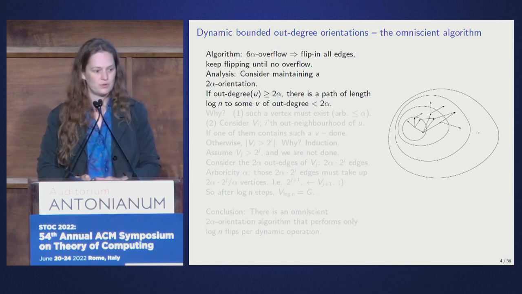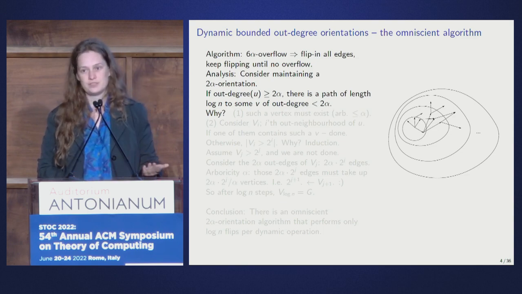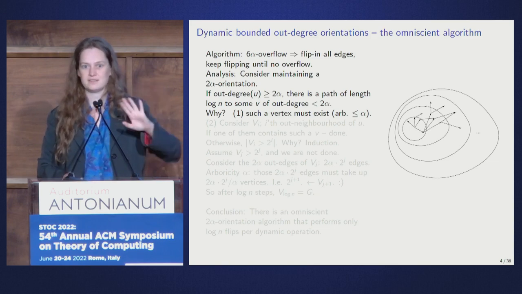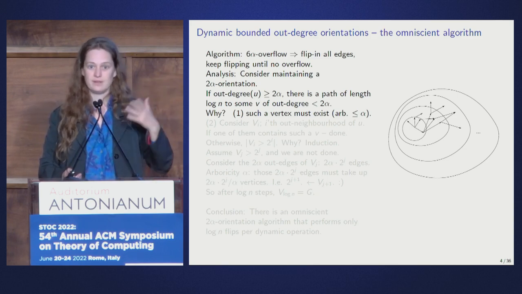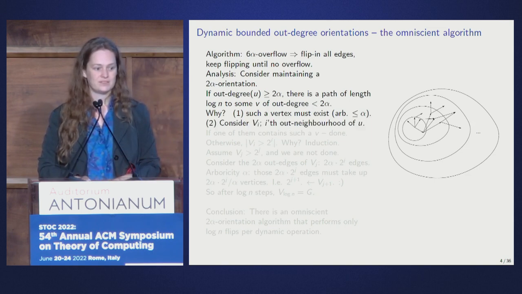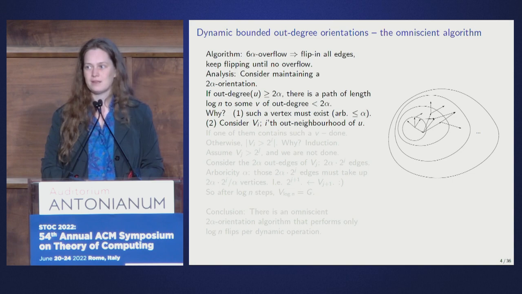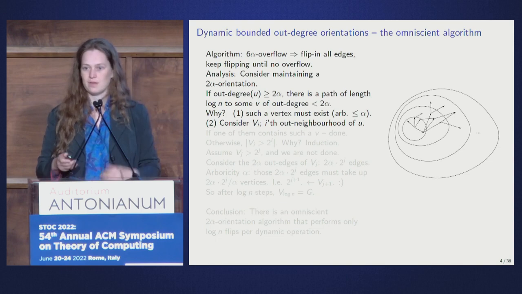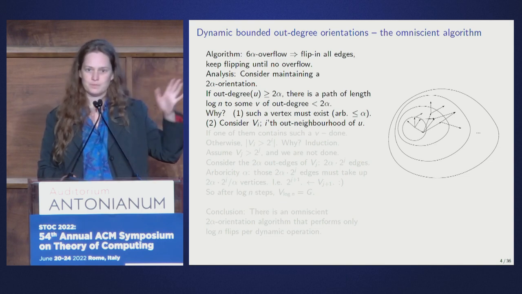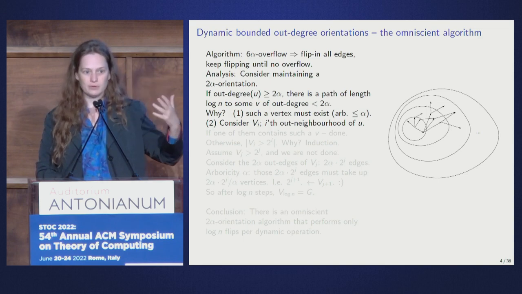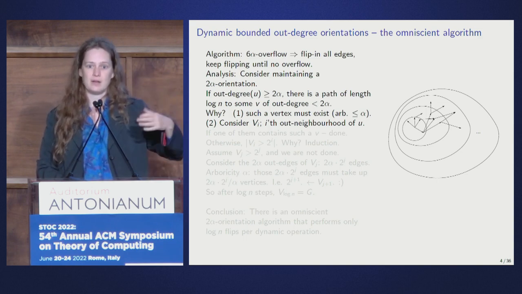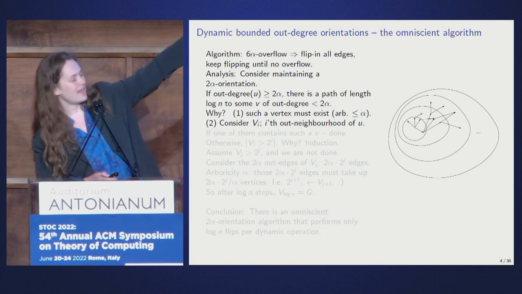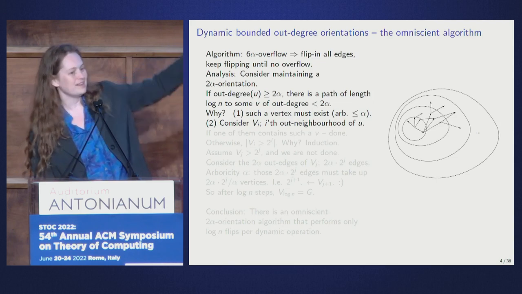Okay, so why is this the case? Well, first of all, such a vertex with less than 2 alpha out edges does indeed exist. It's a counting argument on the edges. We have arboricity alpha, so there can't be too many edges in total. And secondly, it must exist close by. So consider now you have this vertex U who is overflowing, right? And then you can look at its out neighbors, and the out neighbors of its out neighbors, and the out neighbors of those, etc. And these are like these eggshells, or no, sorry, onion rings around our vertex U.